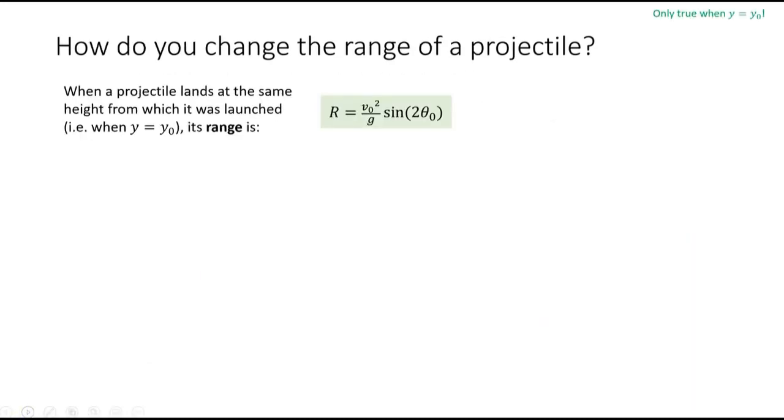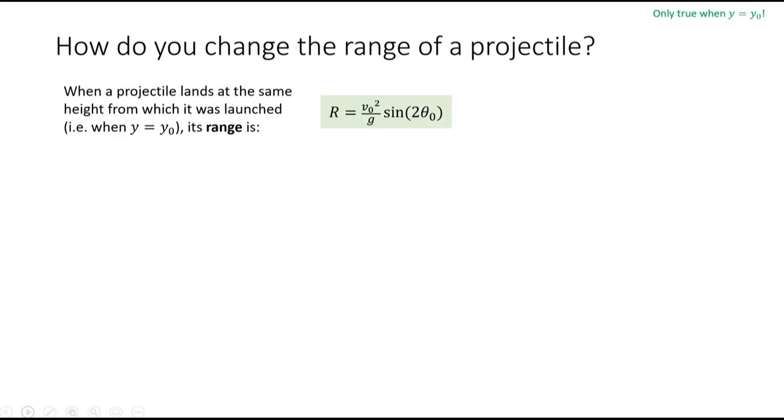Okay, so this is wonderful because this gives us a way that we can analyze ways that we could change the range of a projectile for the specific case where it's launched and lands at the same height. So that would be the only time that you would want to use this equation. So just a little warning there again.